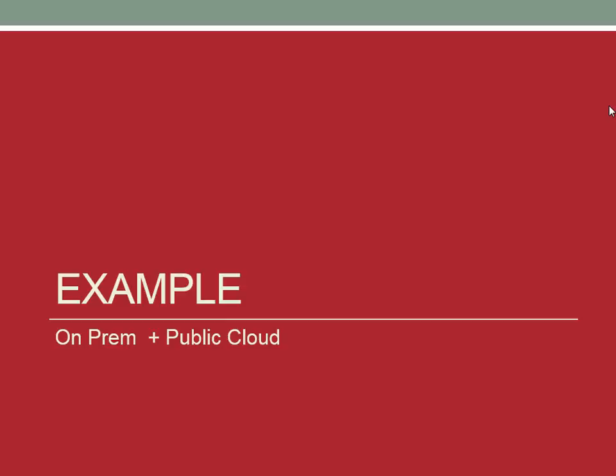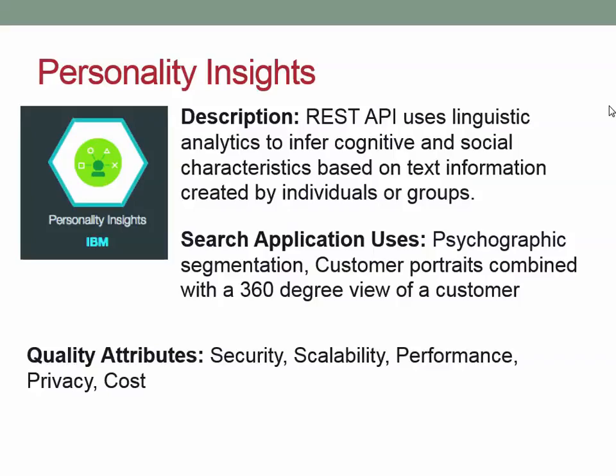So if we go ahead and take a look at the actual solution, let's take a look at a couple of examples of this. So one of the services, probably one of the more interesting services, was called Personality Insights. Personality Insights basically would take a passage of text, for example, like Twitter tweets, and it uses linguistic analysis to infer cognitive and social characteristics. So a person's likes, dislikes, big 5 needs and values.